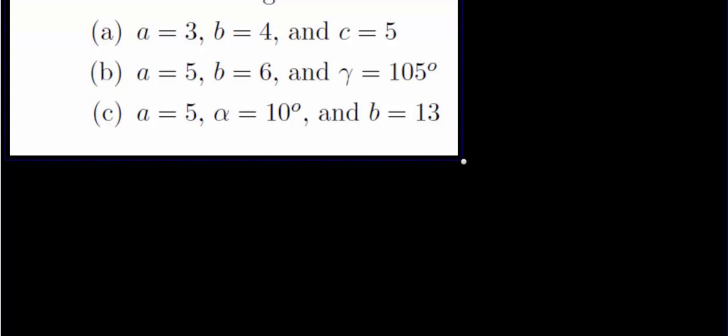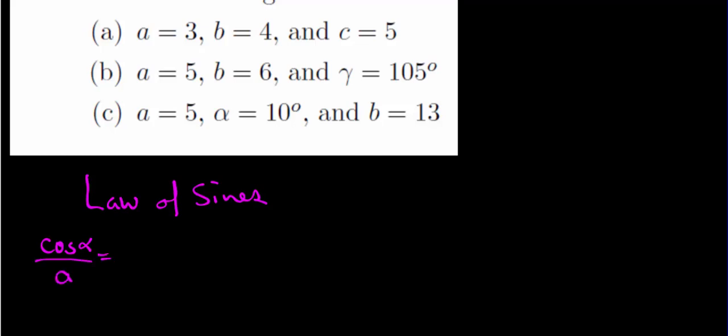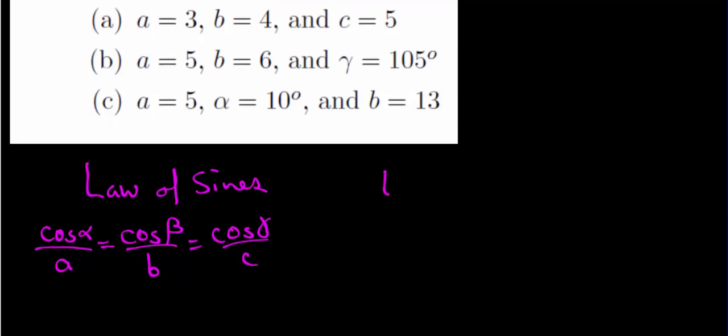You can try to use, so there are two things. We've got the law of sines. Let's look at this, law of sines. Law of sines says sine alpha over A equals sine beta over B equals sine gamma over C. And you can flip those as well. Then we've got law of cosines.